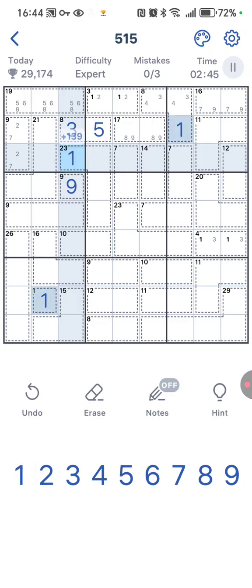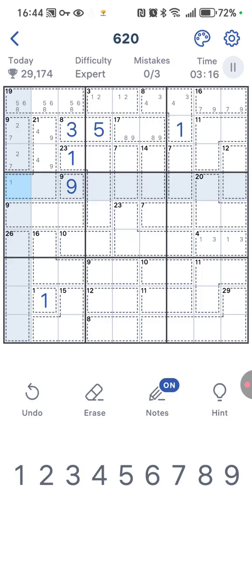So we know that that is 1, 2, 3, 4 and 4, 5, 6, 7, 8. So that has to be a 9. So that cell there is 21. So 21 minus 13 is 8. So that has to be 8. So 1, 2, 3, 5, 6 and 7.